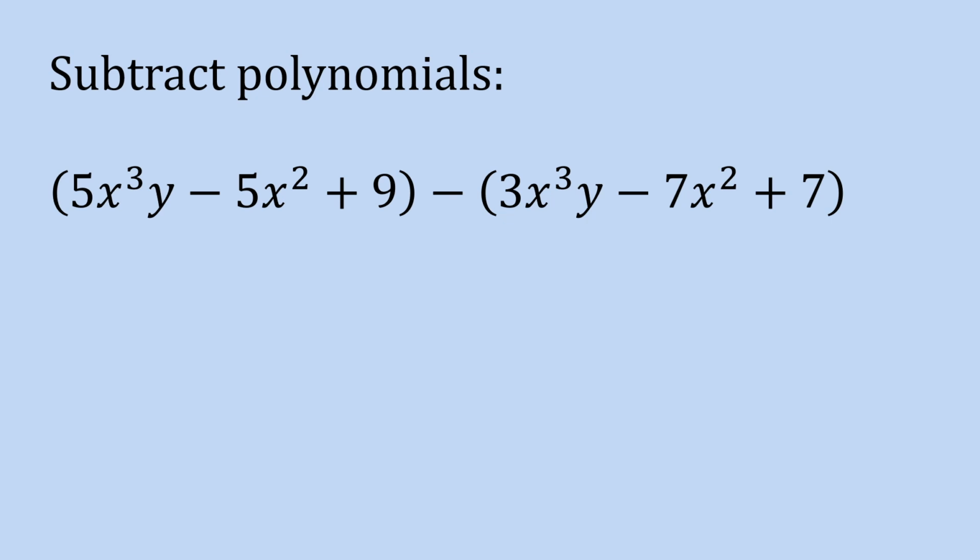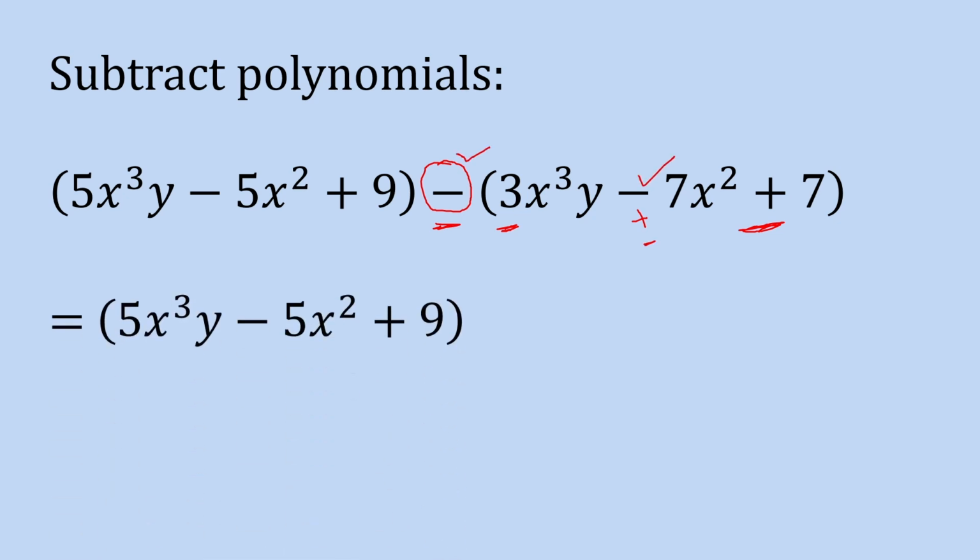Next, subtract polynomials: 5x^3y minus 5x^2 plus 9, in brackets, minus, in brackets, 3x^3y minus 7x^2 plus 7. Here there is a minus sign, so the signs inside the bracket will change when we remove the bracket. This sign will change to plus, because outside the bracket the sign is minus. This plus will also change to minus because outside is minus.